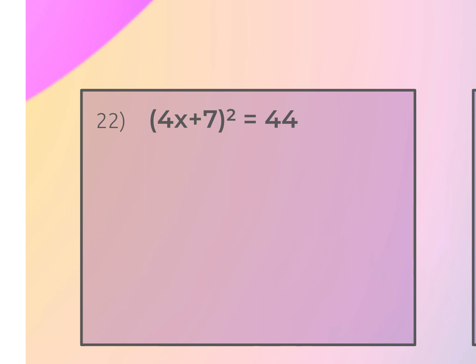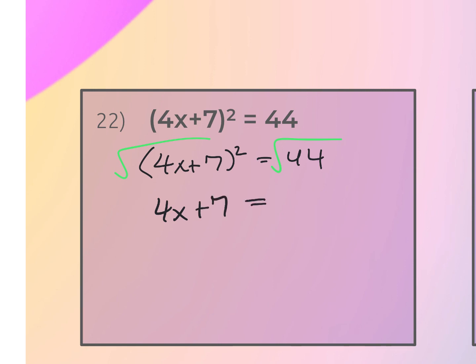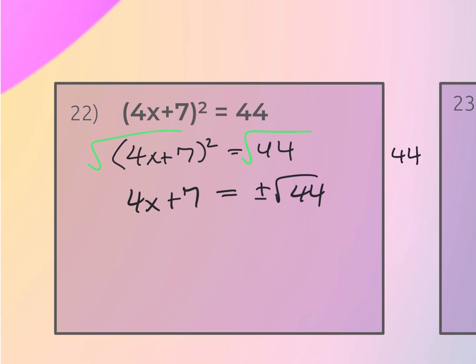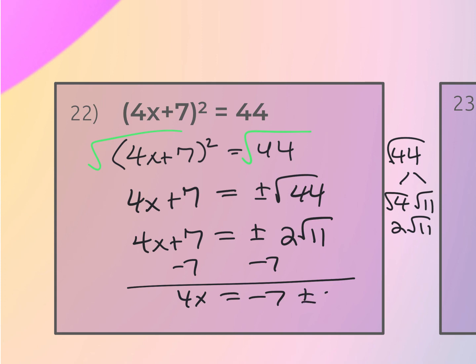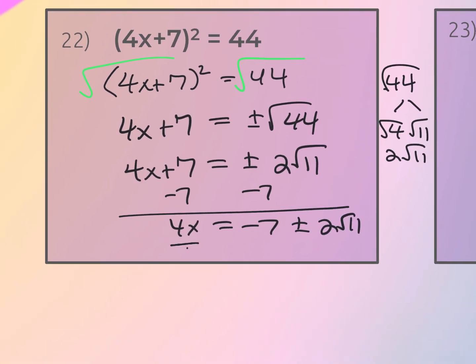Number 22. Again, square root both sides. 4x plus 7 squared, and then 44. Square root it, square root it. 4x plus 7 is equal to plus and minus the square root of 44. When I factor this, it's 4 times 11. 4 is a perfect square, so 2 radical 11. So plus and minus 2 square root of 11. Subtract the 7. 4x, yes, Bradley? Yes. And then now divide by 4.